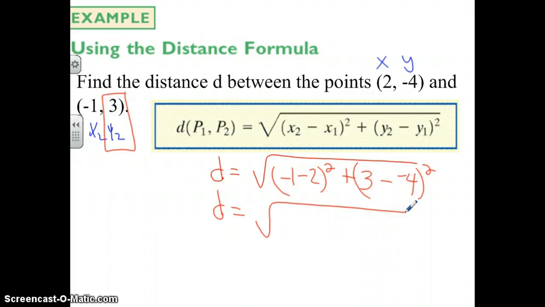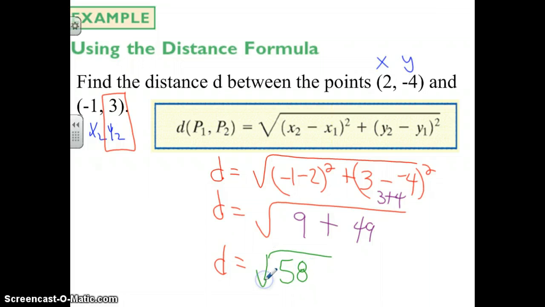I should have a nice answer for the distance between the 2 points without plotting them and doing the Pythagorean theorem. Negative 1 minus 2 is negative 3. Negative 3 squared is 9. This really says 3 plus 4, which is 7 squared is 49. And the square root of 58, I don't believe can be simplified. I'm looking for things like perfect squares that go into 58. And I don't think 4, 9, 25, or 36 goes in there.